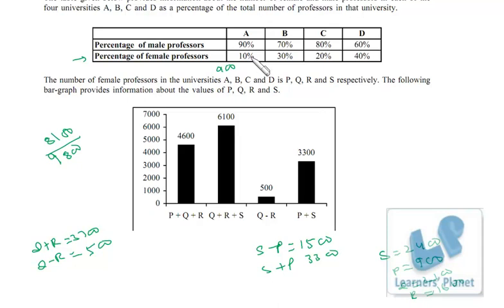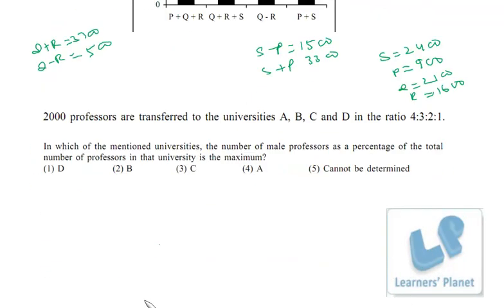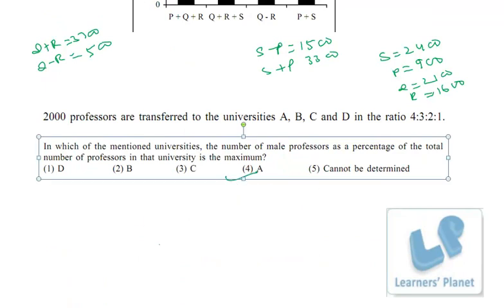So in this case, the male professors, even if we consider all the transfers are of female professors, are still more than 80%, that's around 82%. In all other cases these are less than 80%, right? So no need to calculate further, and we can answer the question that A is the correct choice. The number of male professors as a percentage of the total number of professors is the maximum in University A.